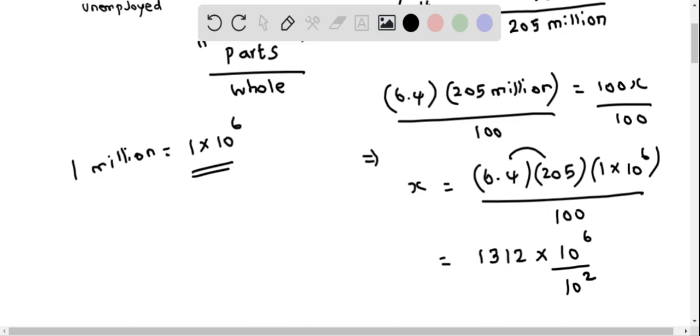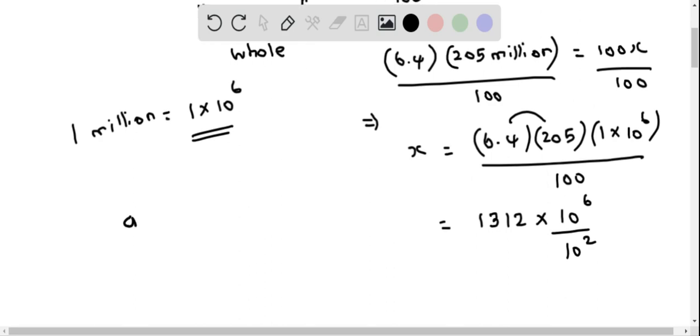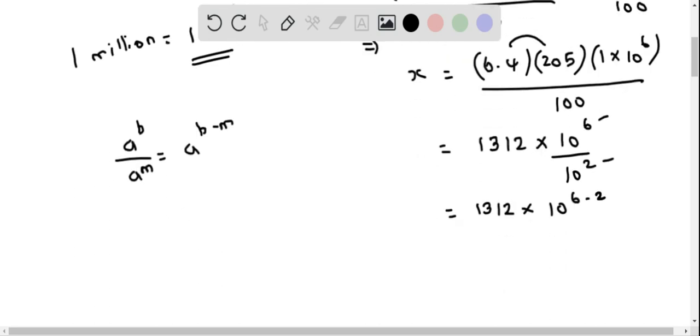Now we can do some cancellation using the exponent law. Suppose we have a to the power b divided by a to the power m, then this equals a to the power b minus m. When the bases are equal and we do the division, we just have to subtract the powers. So this equals 1312 multiplied by 10 power, we have to subtract 2 from 6. So this equals 1312 multiplied by 10 power 6 minus 2, which is 4.